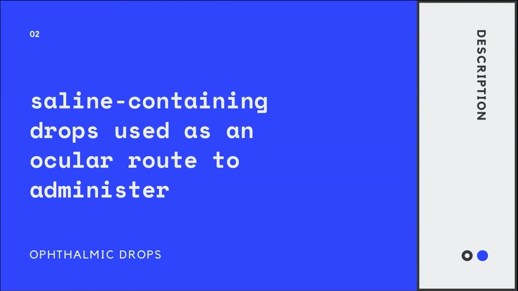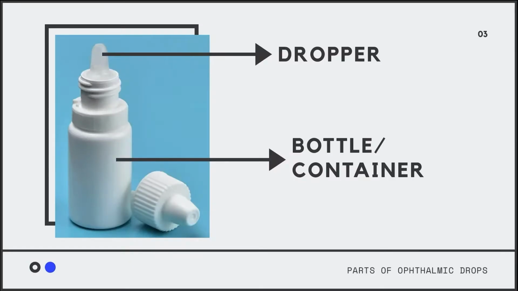Ophthalmic drops, or saline-containing drops, are used as an ocular route to administer medication. This medication may be used to treat eye infections. This product may contain neomycin, bacitracin, and polymyxin antibiotics that work by stopping the growth of bacteria. An ophthalmic drop is composed of two parts: the dropper, which assists in the delivery of the medication, and the bottle, which holds the article and is or may be in direct contact with the article.